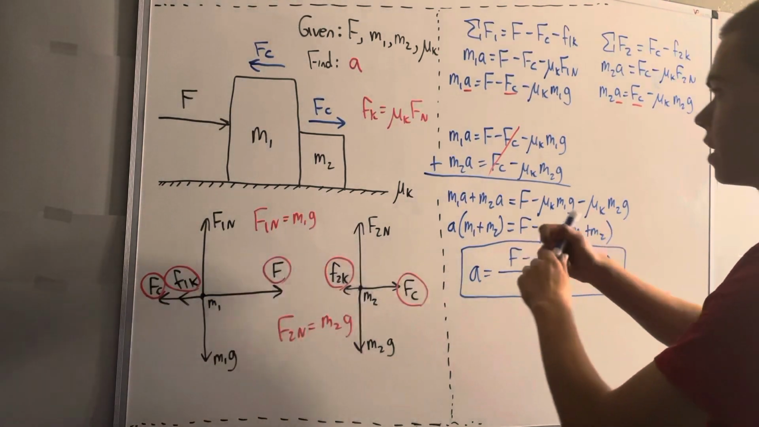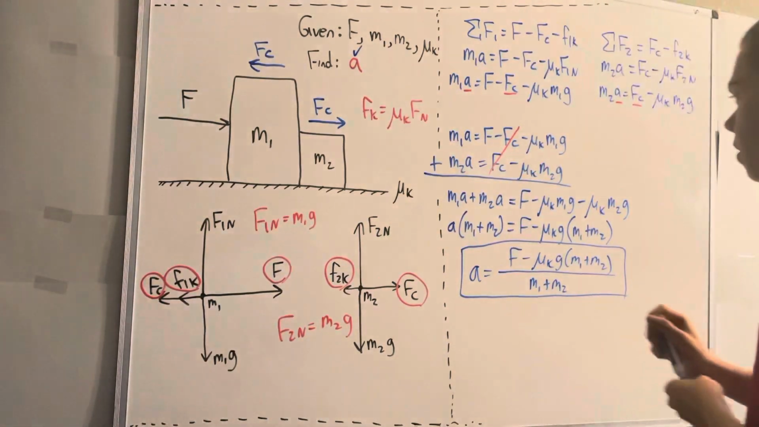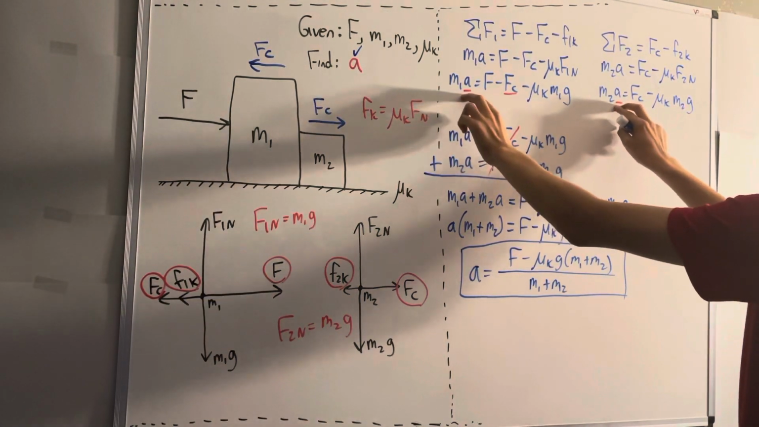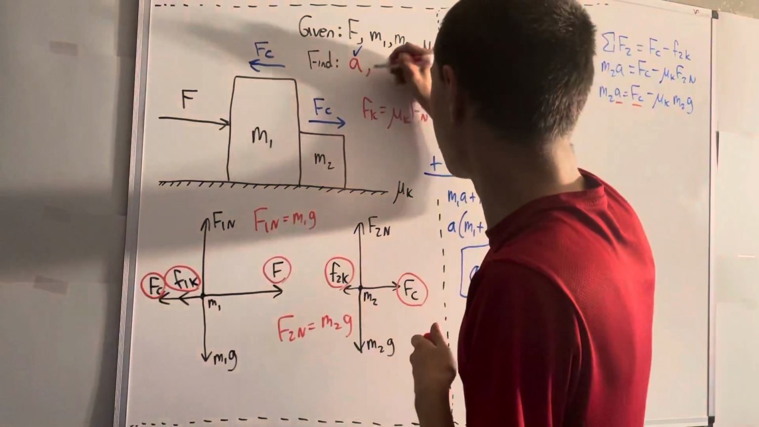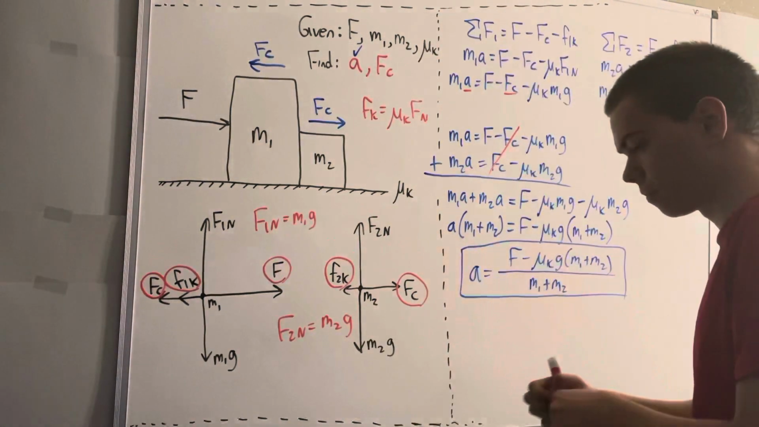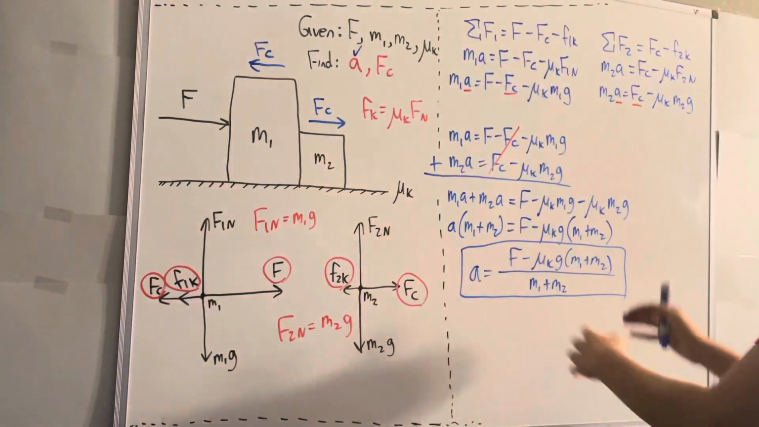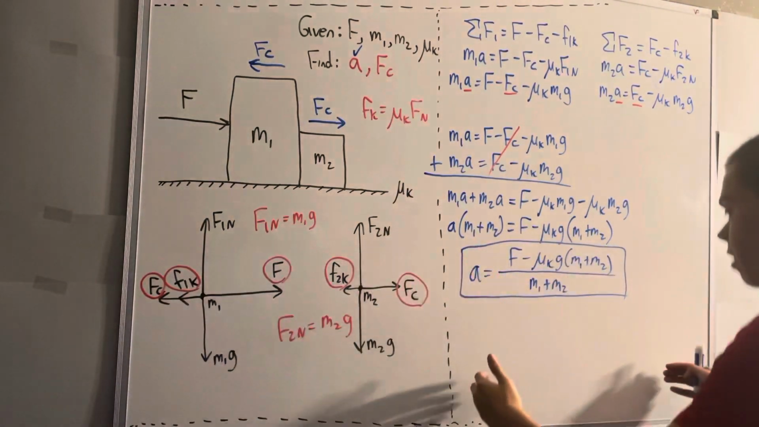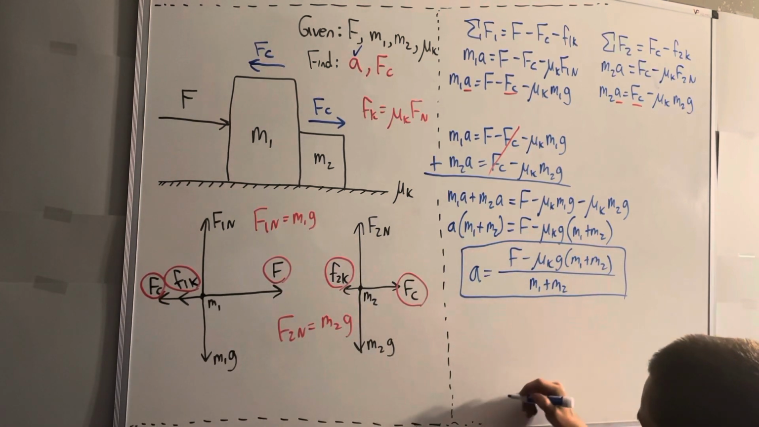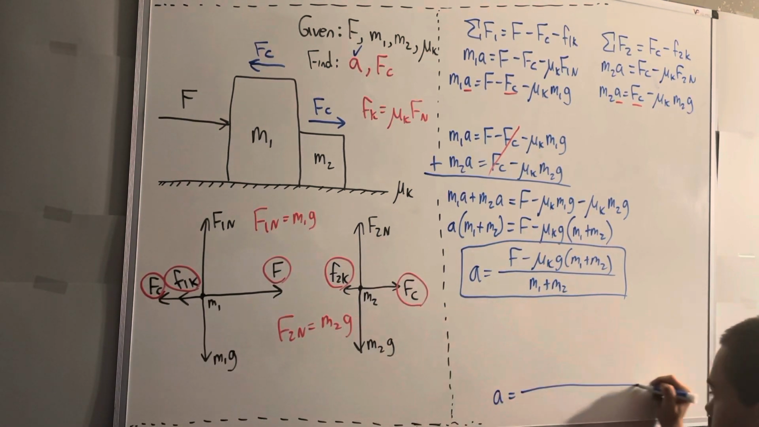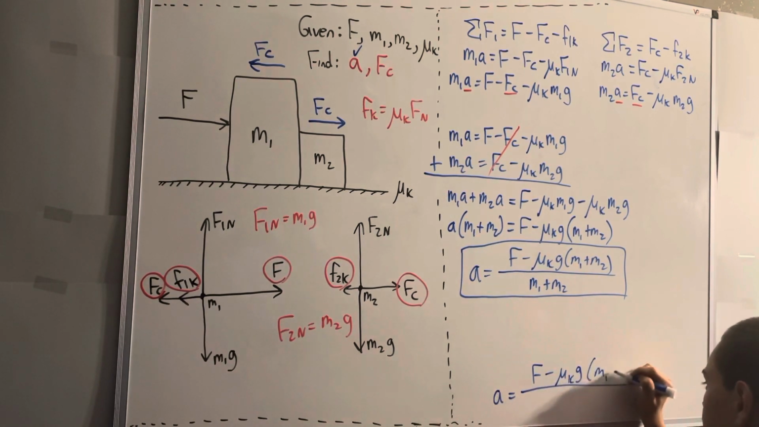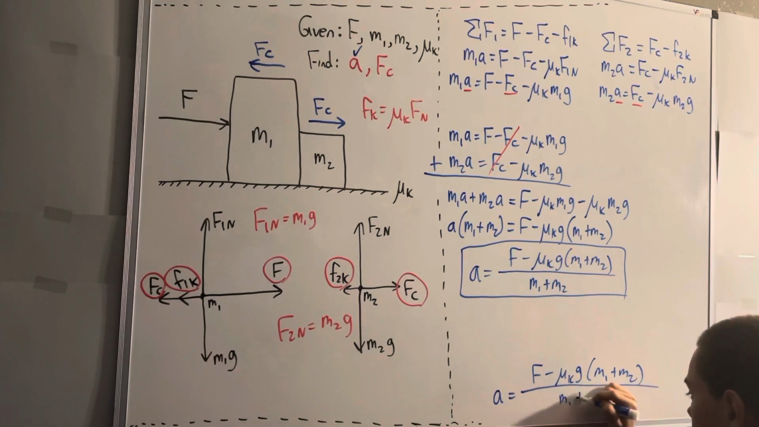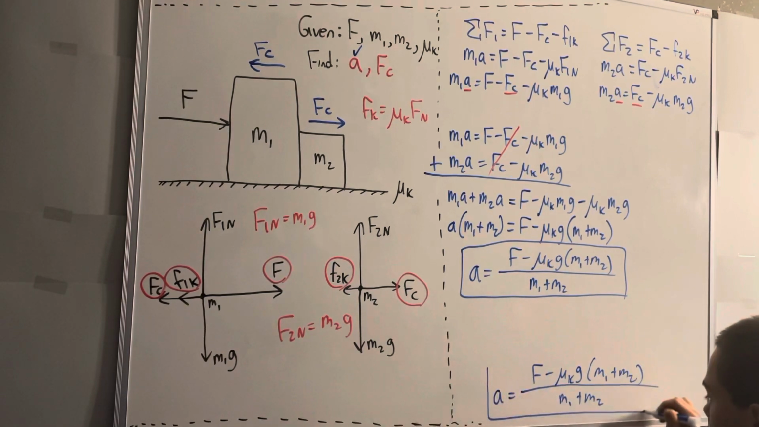We've solved for the acceleration of the system, but now that we've done that, we could also find the contact force, couldn't we? So in order to do that, we're going to erase what we have here, but I'm going to rewrite this at the bottom because we need it. Acceleration is F minus mu k g times (m1 plus m2) over m1 plus m2. I'm just going to box that in as our final answer for acceleration.